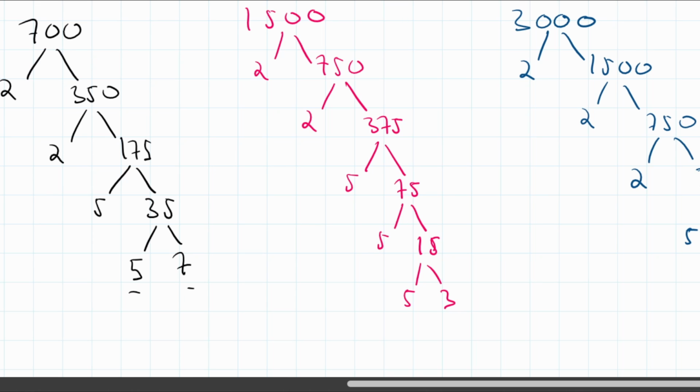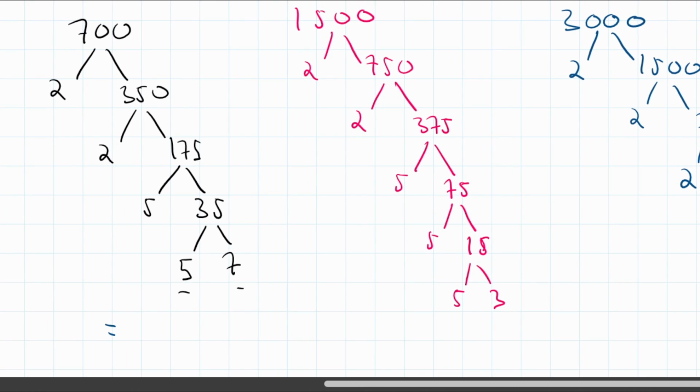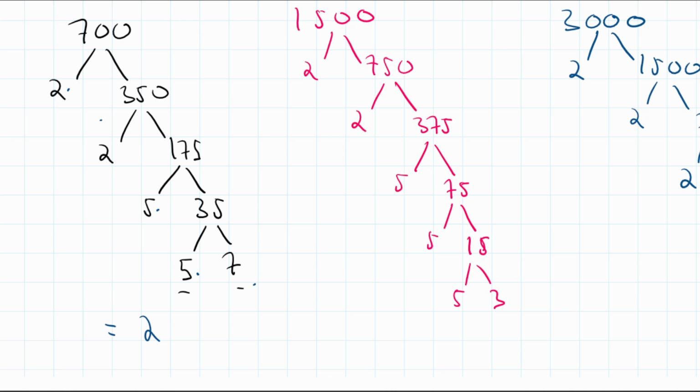We can simplify it to write it in a slightly easier to work with form. So for 700, you've got 2 2s and 2 5s and 1 7. So you can write it as 2 squared times 5 squared times 7. For 1500, we can see we've got 2 2s, 3 5s and 1 3. So you can write this out as 2 squared multiplied by 5 cubed multiplied by 3.